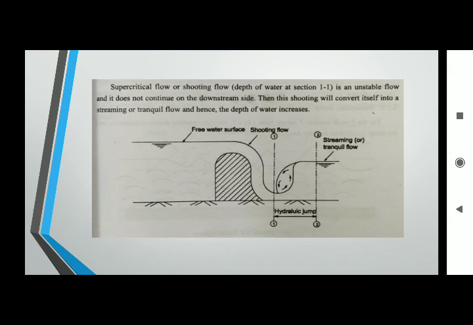After the hydraulic jump there will be a section 2. In section 2 the depth will be huge compared to the depth at 1, approximately 6 or 7 times greater than the depth at 1, and the flow at section 2 will be subcritical. So at section 1 the flow will be supercritical, at section 2 the flow will be subcritical. From section 1 to 2 there will be a loss of energy, a loss of head. Why that happens, we will discuss later.